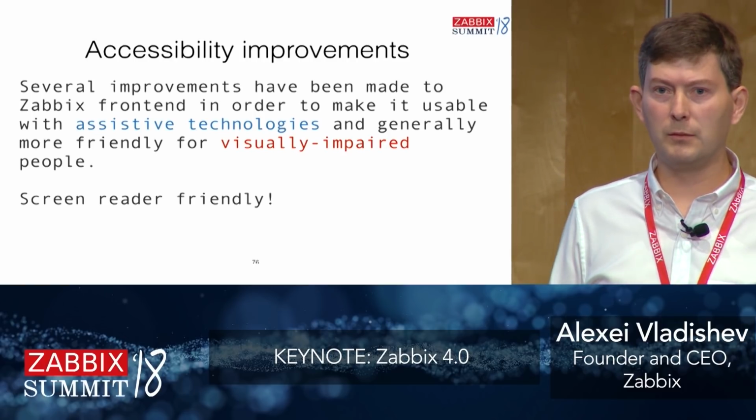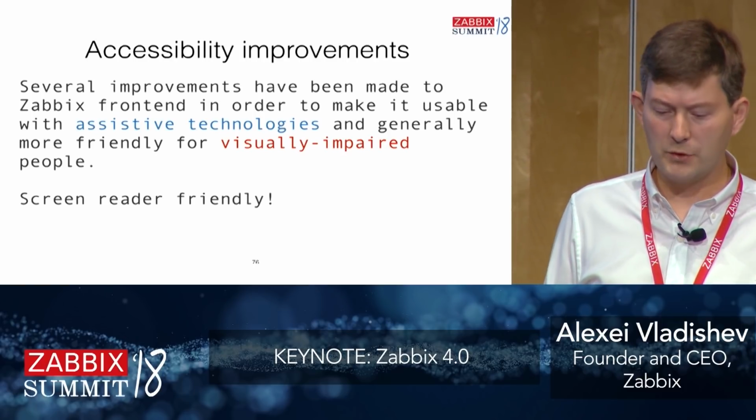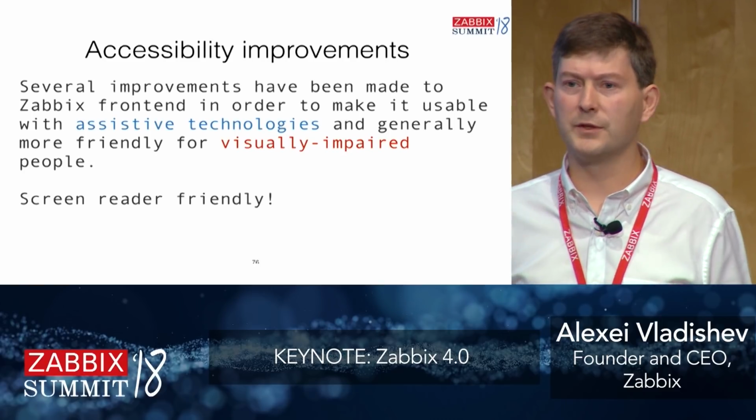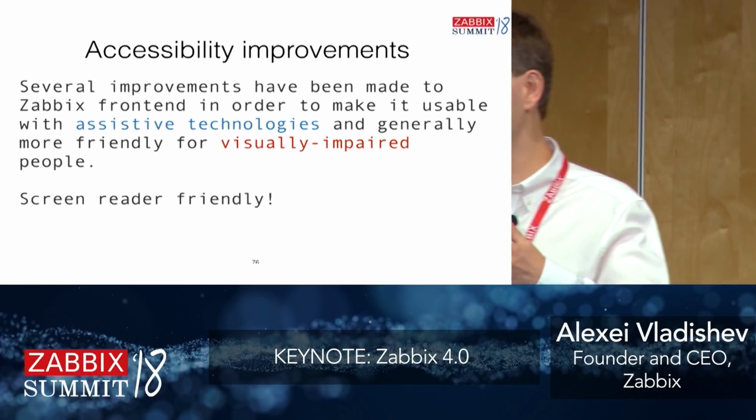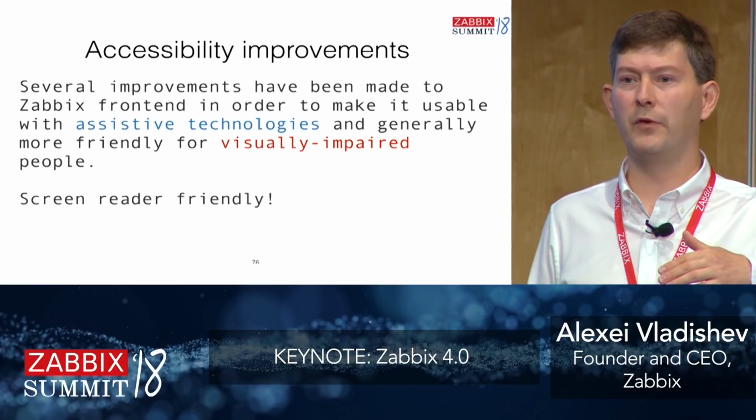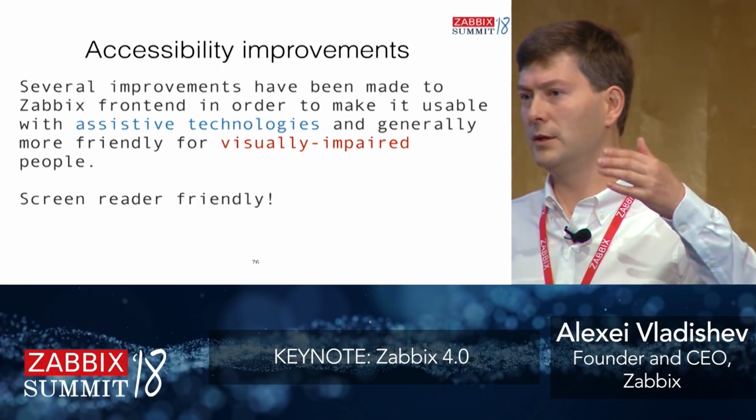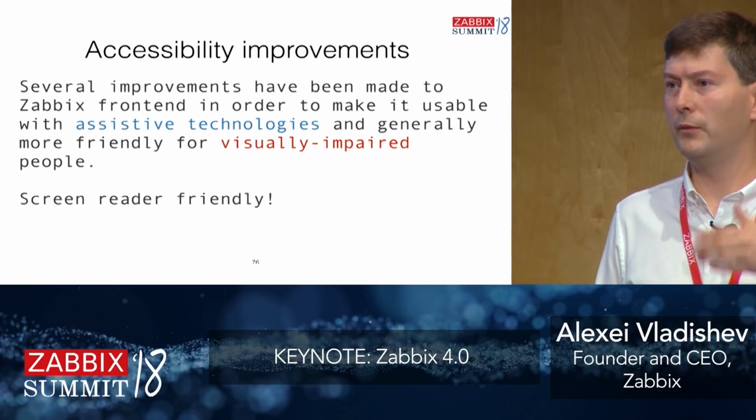Many people, especially visually impaired people, use screen reader software. A screen reader is a piece of software that basically reads what is on the screen. And screens need to be prepared in a certain way, otherwise it won't work well.